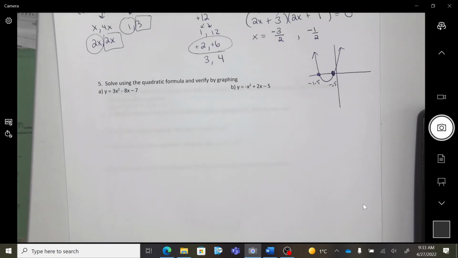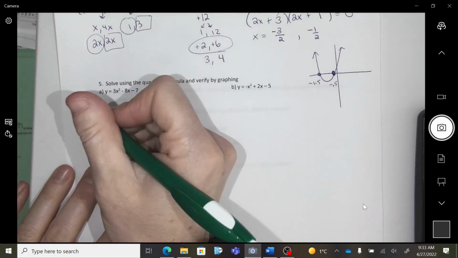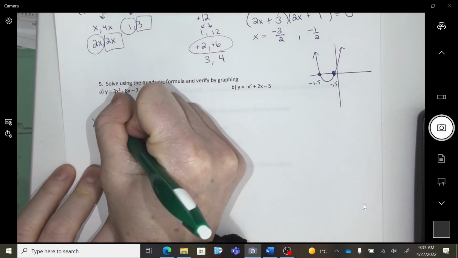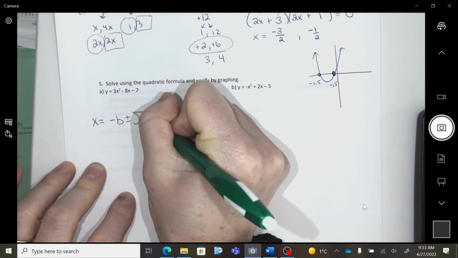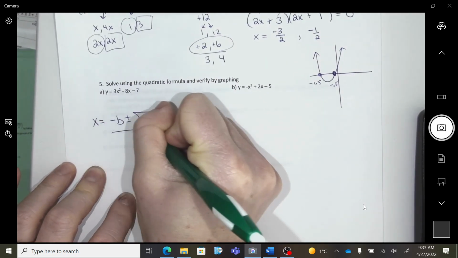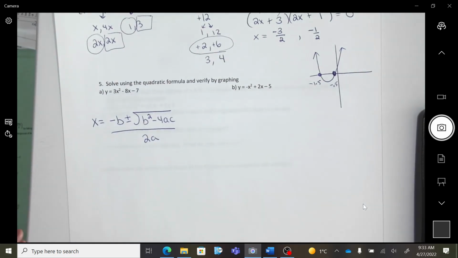Okay, quadratic formula. So I'm going to write it out here: x equals negative b plus or minus the square root of b squared minus 4ac, all over 2a. So don't memorize it. I will always give you that on a formula sheet.